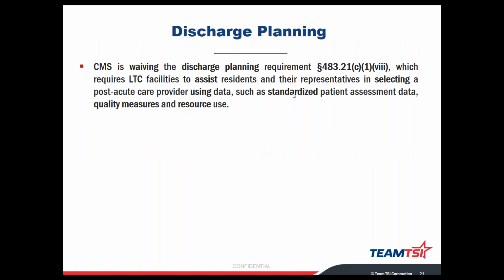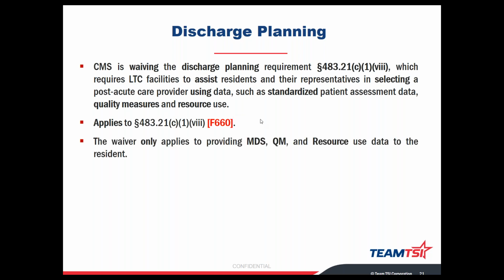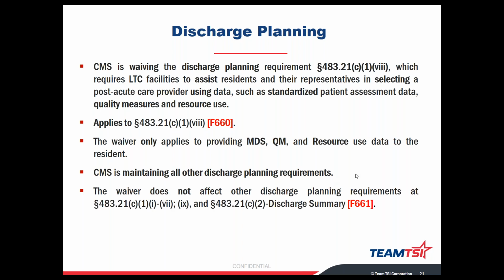Discharge planning, another portion of the waiver. CMS is waiving the discharge planning requirement, which requires facilities to assist residents and their representatives in selecting a post-acute care provider using standardized patient assessment data, quality measures, and resource use. This is F-tag 660, specific to that. The waiver only applies to providing MDS quality measure and resource use data to the resident. All of the discharge planning requirements remain. It does not affect the discharge planning requirements for the discharge summary either at F661.